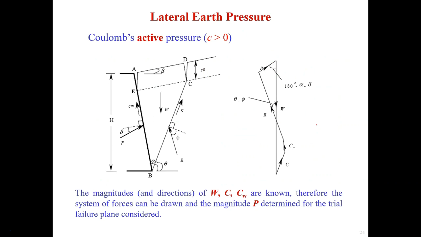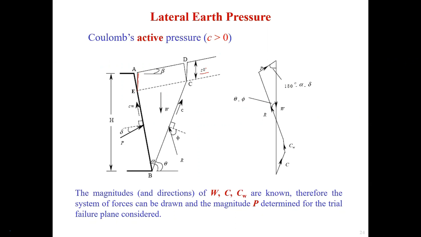Now we come to the cohesive case. This is even more complicated because we have two more components compared with the previous cohesionless case. For Coulomb's active pressure for cohesive soil, it's assumed that tension cracks occur, because we learned previously that from the top surface of the soil we have the tension zone and the tension crack, to a depth of Z0.